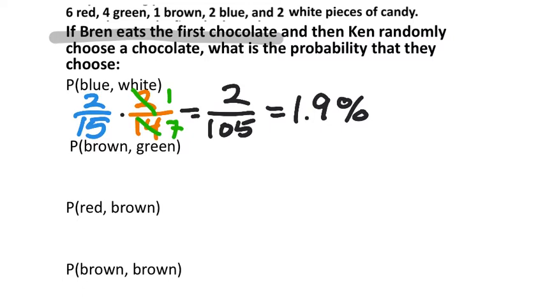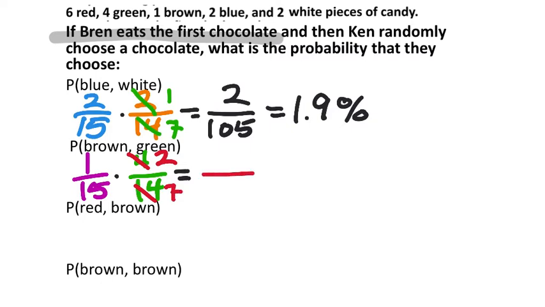Then the next one, brown. So when Bren goes in to choose a brown piece, it's still 1 piece out of the 15. But now, when Ken goes to choose the green piece, well, 4 pieces, but now it's out of 14. So you can compare this with the problem that we just did, and you should be able to see the difference here. And yes, the 4 and 14 are both simplifiable by 2, so that's 2/7. So in the numerator, 1 times 2 is 2. The denominator, 15 times 7 is 105. Yeah, we end up with the same fraction and percent as that first one, just like we did on the last one, but now it's dependent.